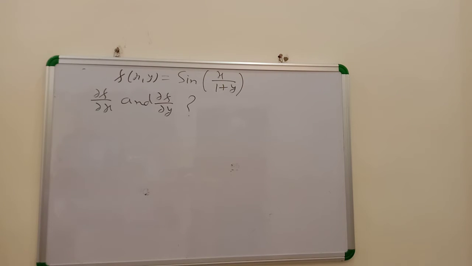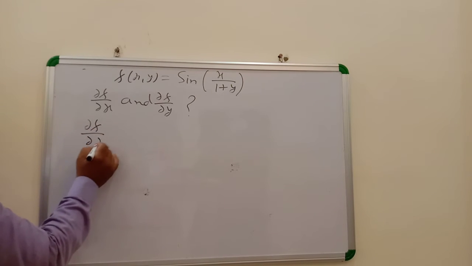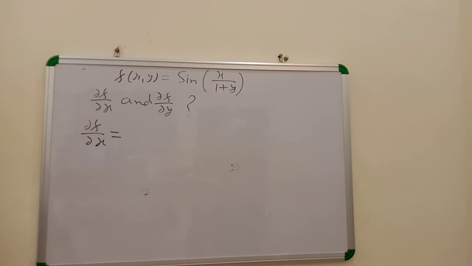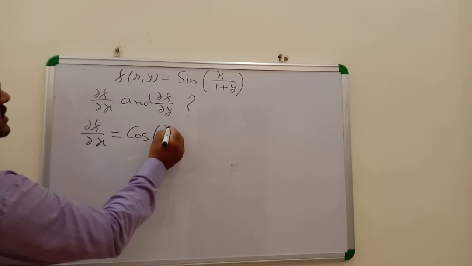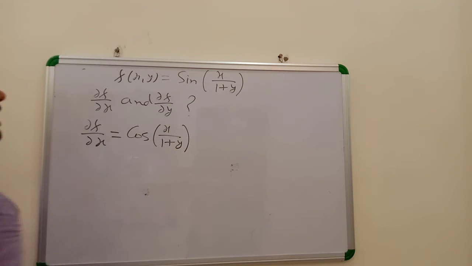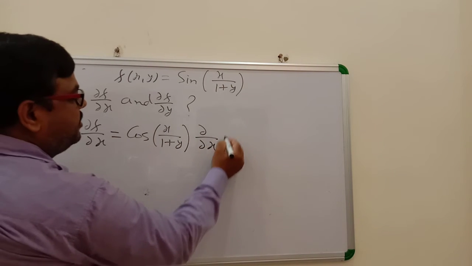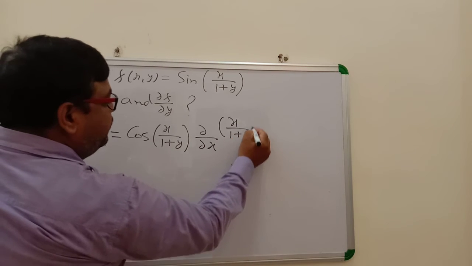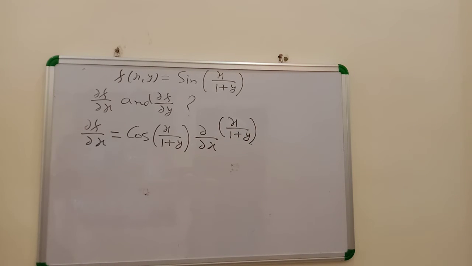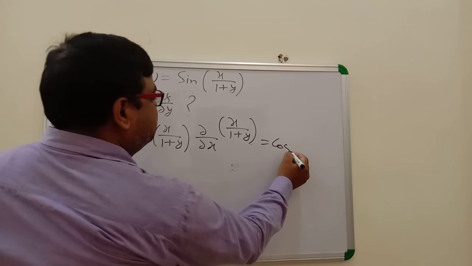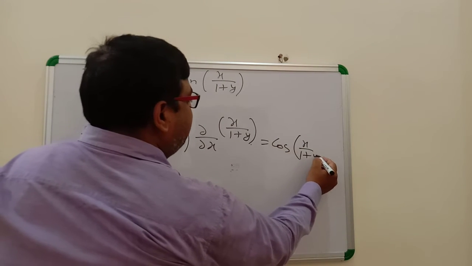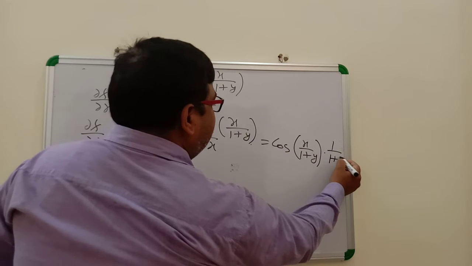Here, to calculate del f over del x, we use the chain rule of functions of one variable. That is, del f over del x is equal to cos of x over 1 plus y, and again differentiate x over 1 plus y with respect to x, and this is equal to cos of x over 1 plus y into 1 over 1 plus y.